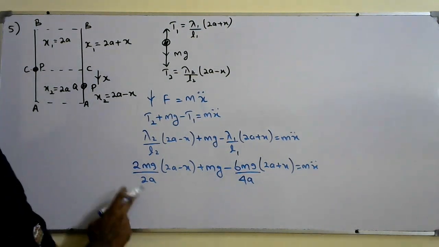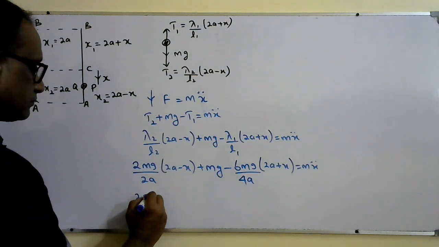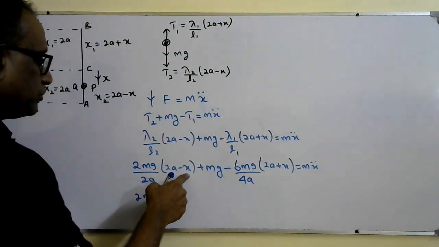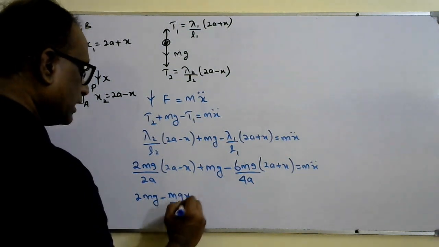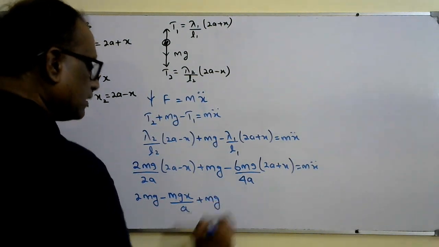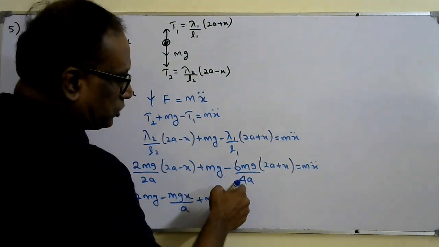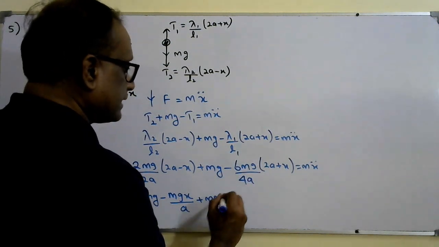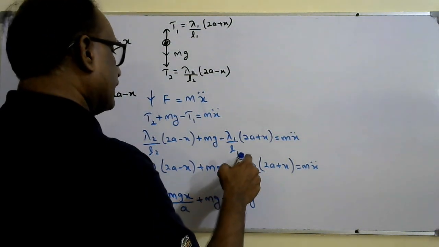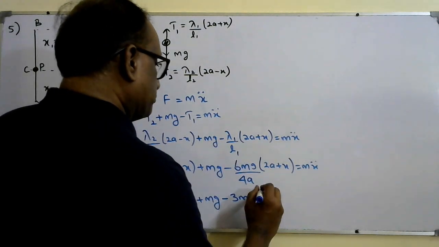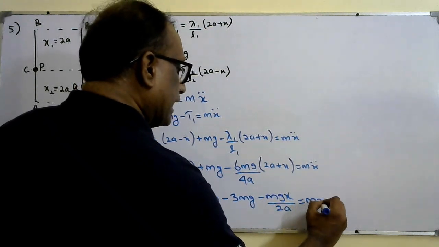Okay, solve it. 2 and 2 will get cancelled when you multiply inside. Here this 2 will get cancelled, then it will be 2mg minus mgx over a plus mg. Then here 3 by 2, when you divide up and down by 2, so 3mg, this 2a gets cancelled, so 3mg minus 3mgx over 2a equals m x double dot.